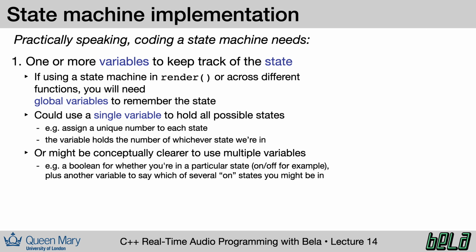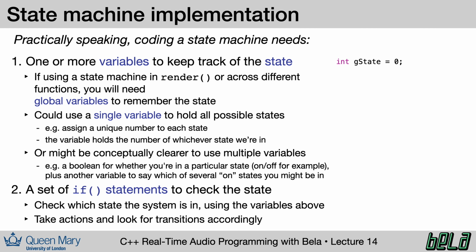Last time we also looked at how to practically implement a state machine in code. We saw that we needed one or more variables to keep track of which state we're in at any given time. These were typically global variables so that their value would be remembered across calls to render. In this simple example, we have a variable called gState, which is a global variable which starts at a value of 0.